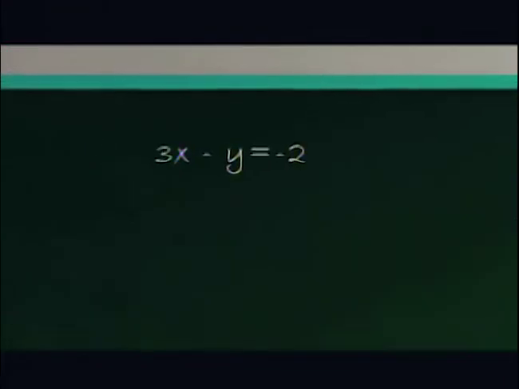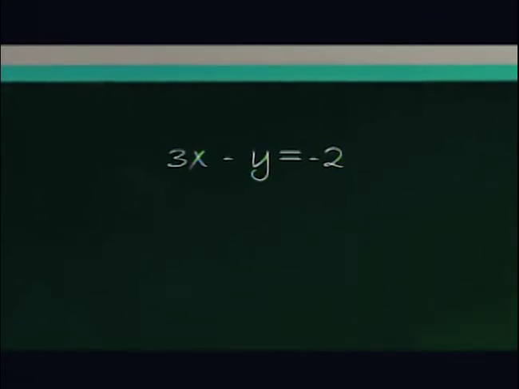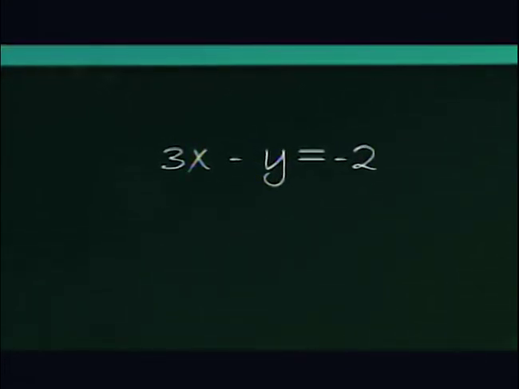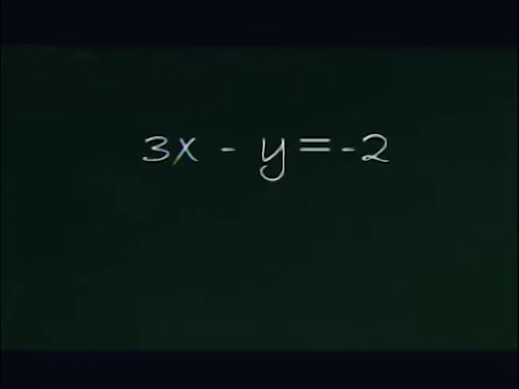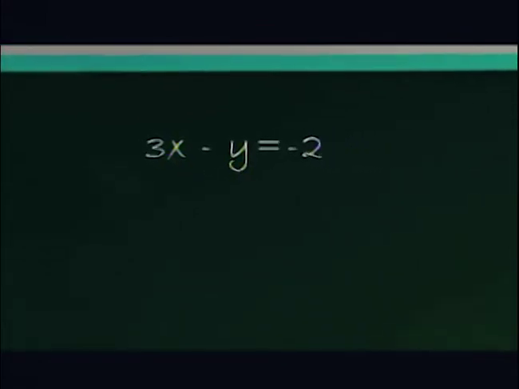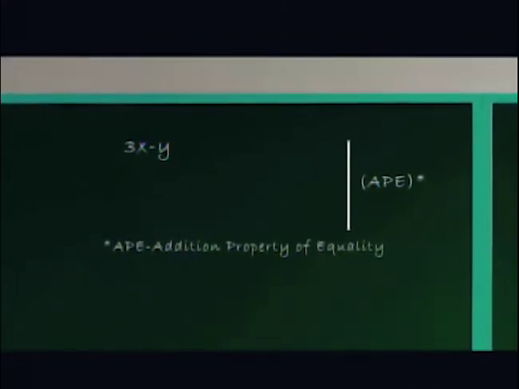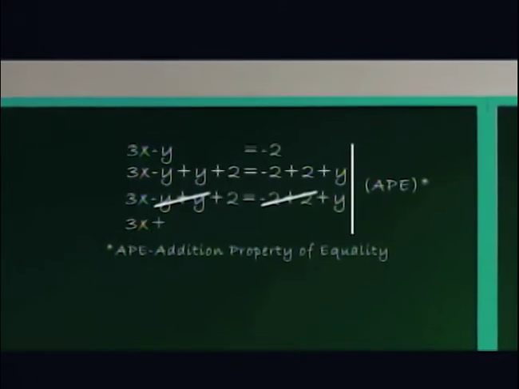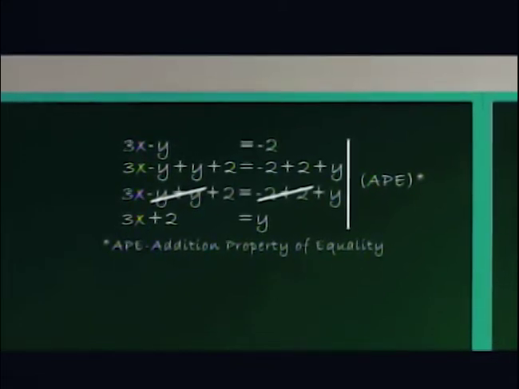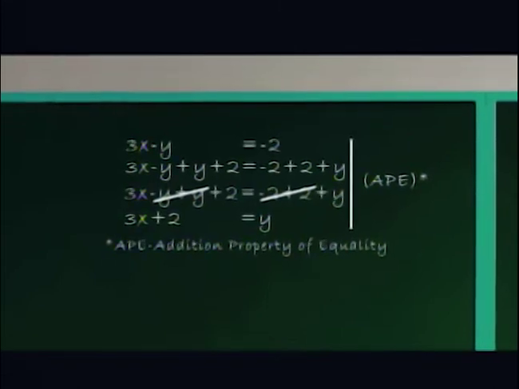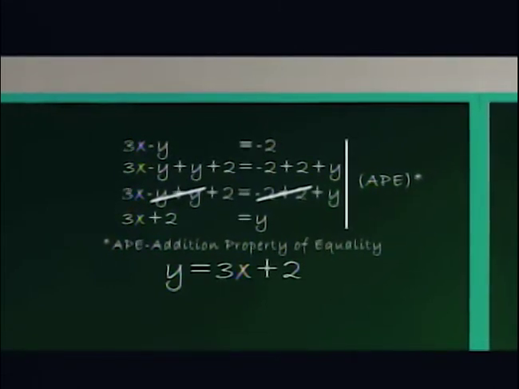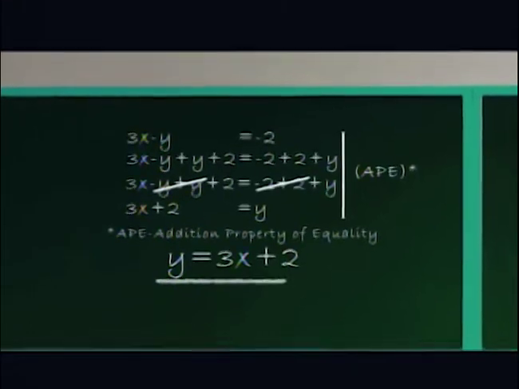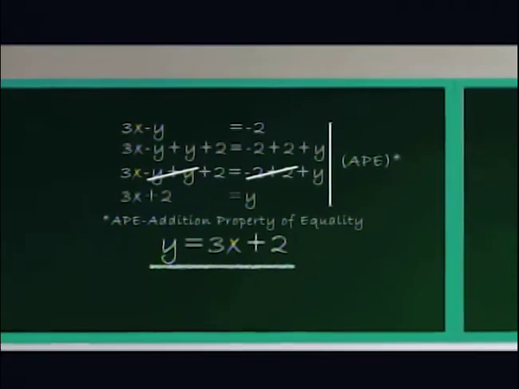Ibig sabihin, kung gagamitin natin yung 3x minus y equals negative 2, kailangan muna nating isalin sa form na y equals mx plus b. Ganito ang paraan para maisulat natin ang 3x minus y equals negative 2 sa slope-intercept form. Ang resulta ay y equals 3x plus 2. This is the form of the equation that we will use.